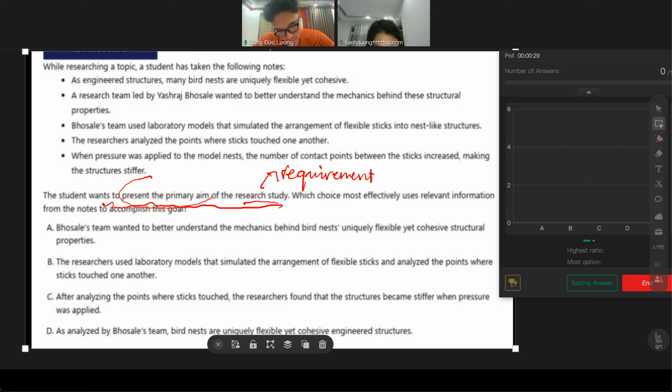It asks me to present the primary aim of the research study. Okay. And all the other options are more of analyze and what they have done to solve the primary aim that the research study has. The first option explains more about what the research team wanted to achieve.